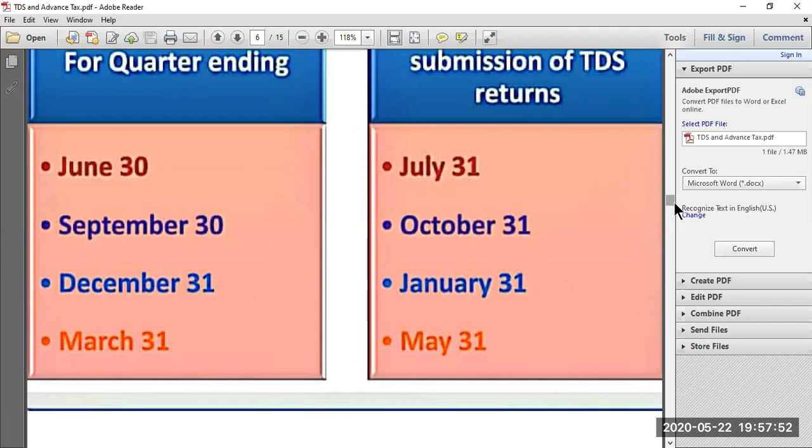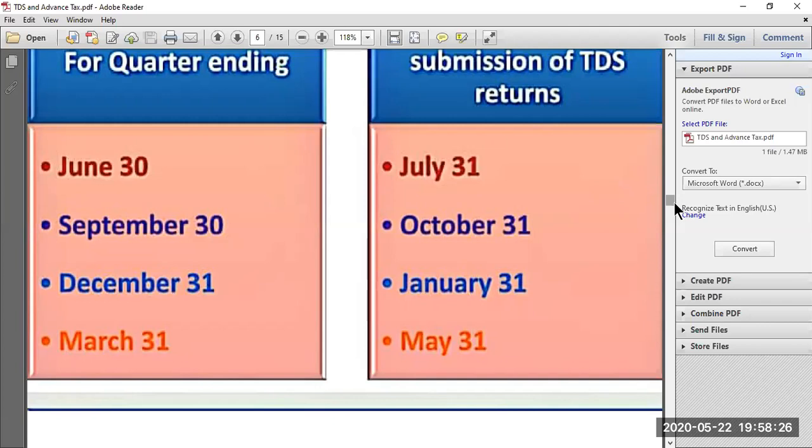That means if you have deducted or remitted any TDS in the first 3 months of the first quarter, the due date for submitting the TDS returns would be July 31st. For the second quarter, ending on September 30th, the due date for submitting the TDS returns would be October 31st. For the third quarter ending on December 31st, the due date is January 31st. And for the last quarter, ending on March 31st, the submission of TDS returns would be May 31st.